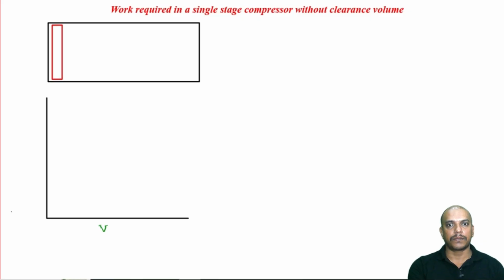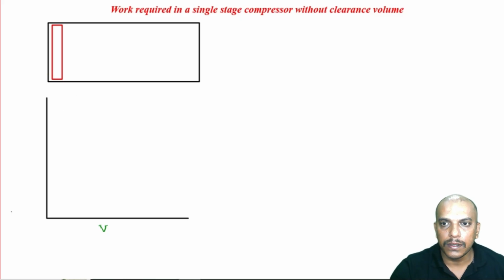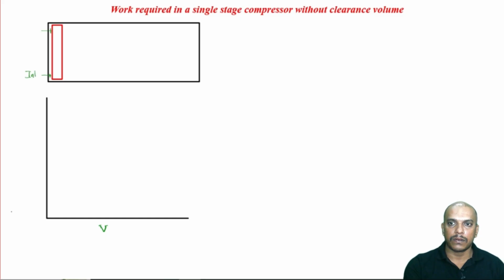So, I am starting from here. We will have the inlet valve here and the outlet valve here. This is our inlet valve and this is our outlet valve. Now, let us start from a point on the pressure volume diagram at lower pressure, generally atmospheric pressure. Now, let us execute the suction stroke.